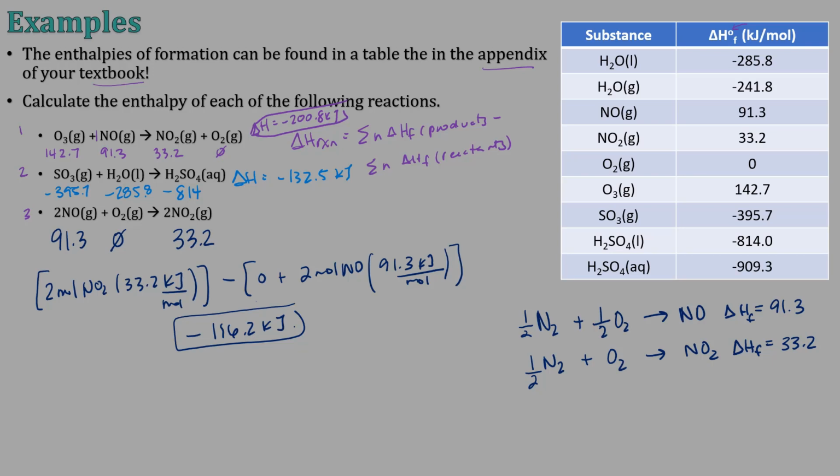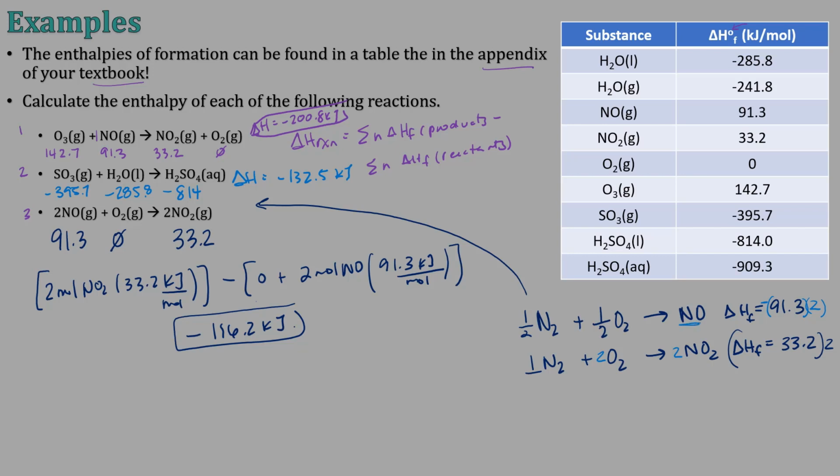Now, if this is the reaction that I want, what I would have to do is multiply this bottom one by 2. So this would get multiplied by 2. I would get 2 of these. I would have 1 and 2 because 1/2 times 2 is 1, and 2 of these. Now NO would have to be flipped, so the sign would change for this, and it would be multiplied by 2 because we need 2 of them, 2 NOs.